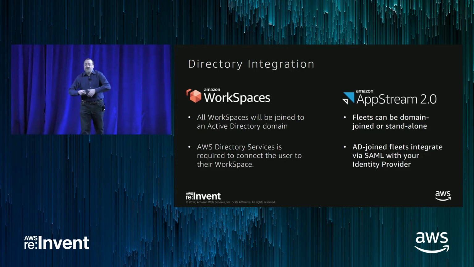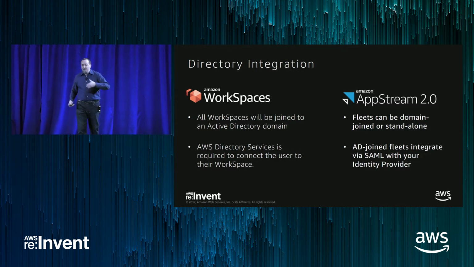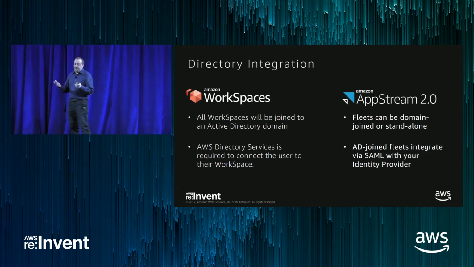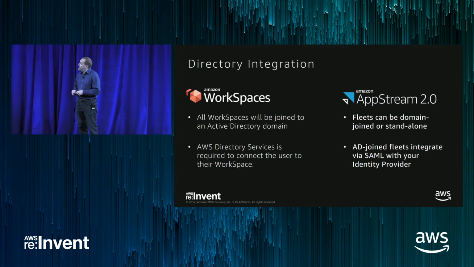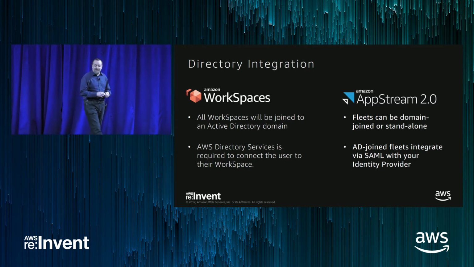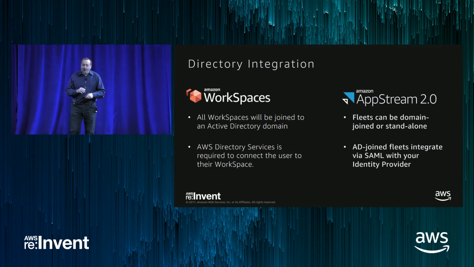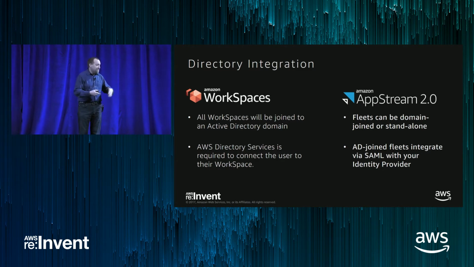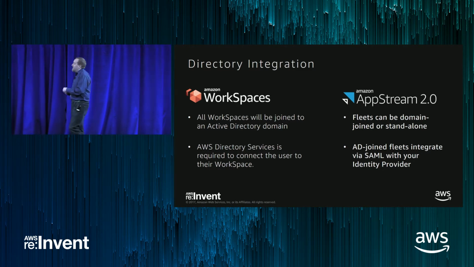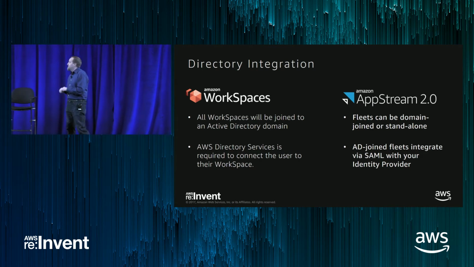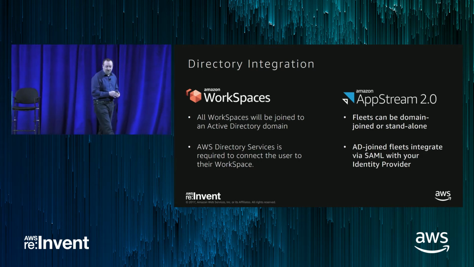All right, so after talking about the account and the network, we move on to user access and directory integration. For our example, we're going to assume a requirement for domain authentication for both WorkSpaces and AppStream. All workspaces are going to be domain joined. That's a core part of the solution. Workspaces are joined to an Active Directory domain. AWS Directory Services is required to connect a user to their workspace.